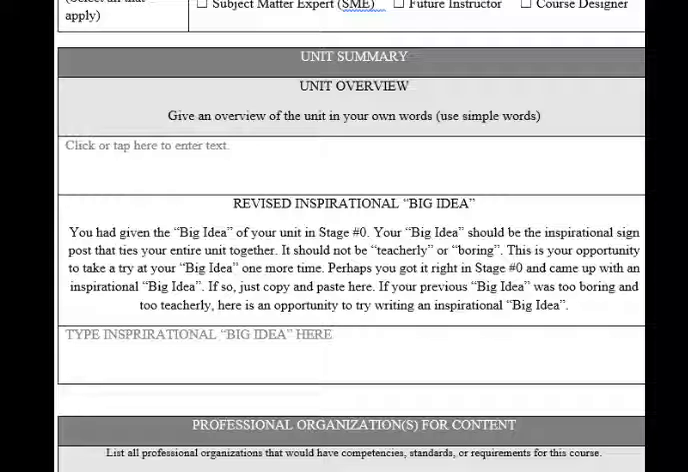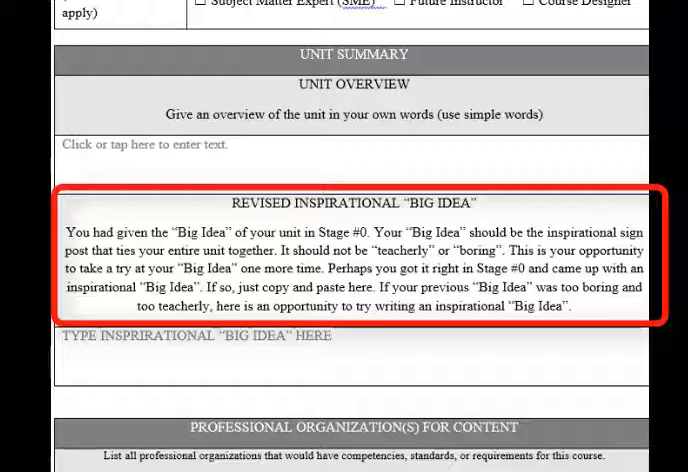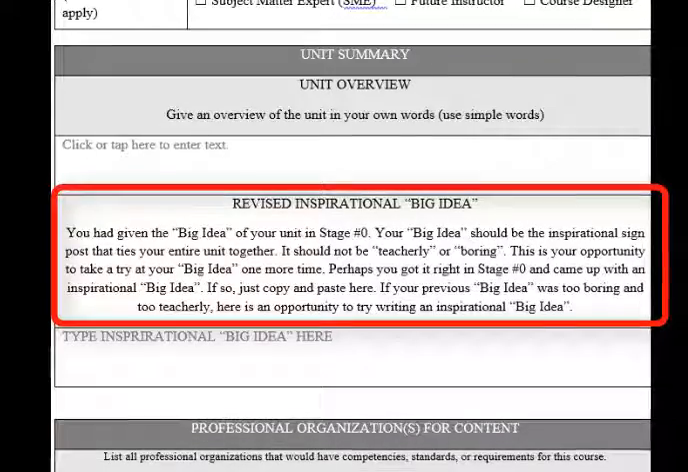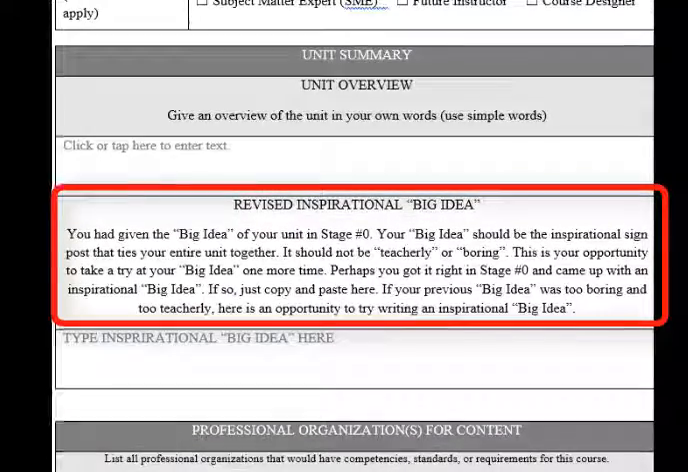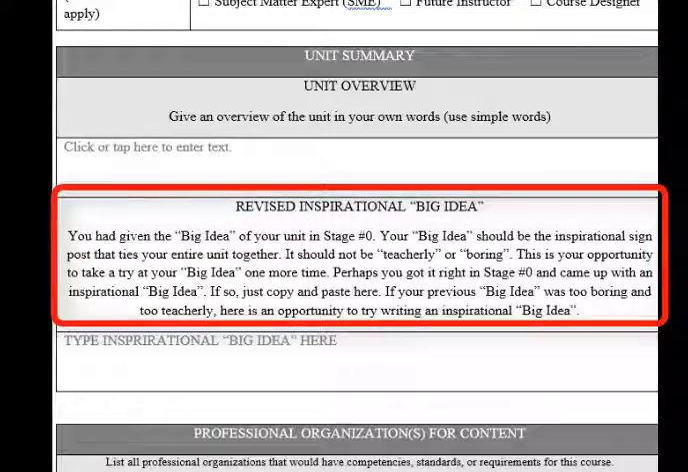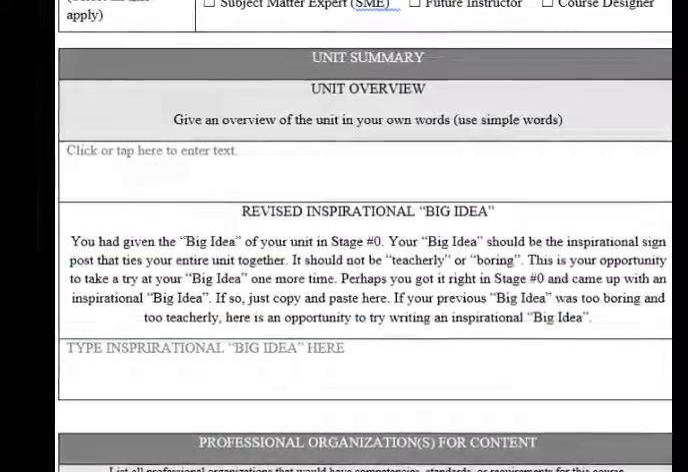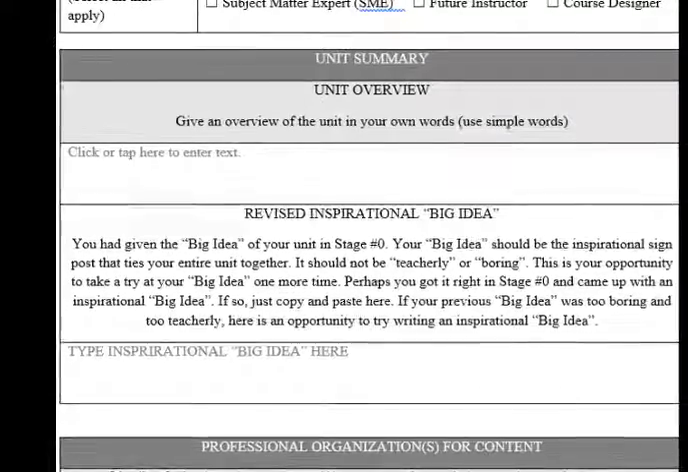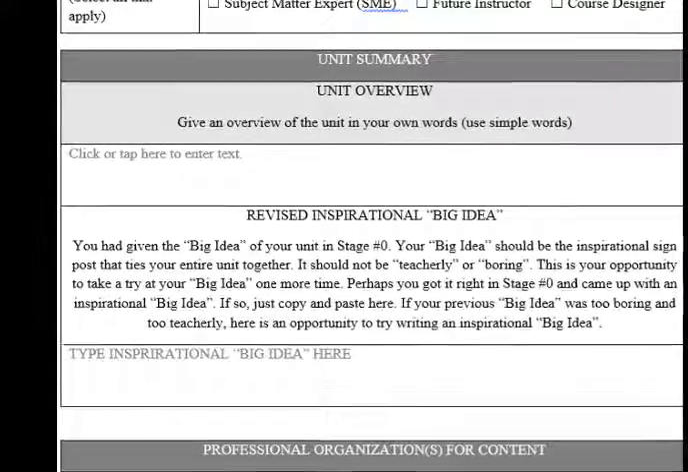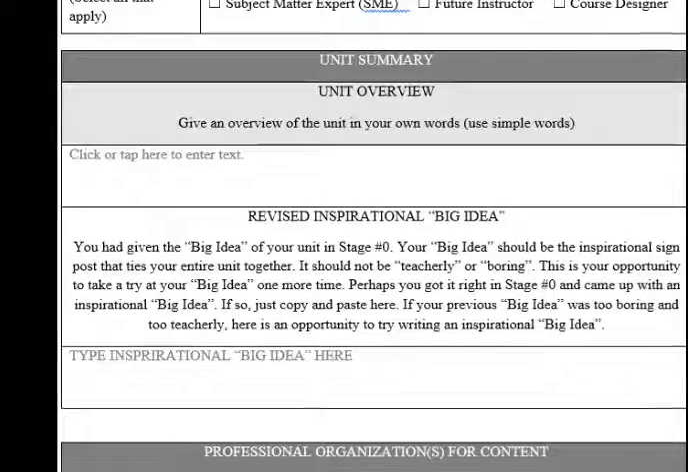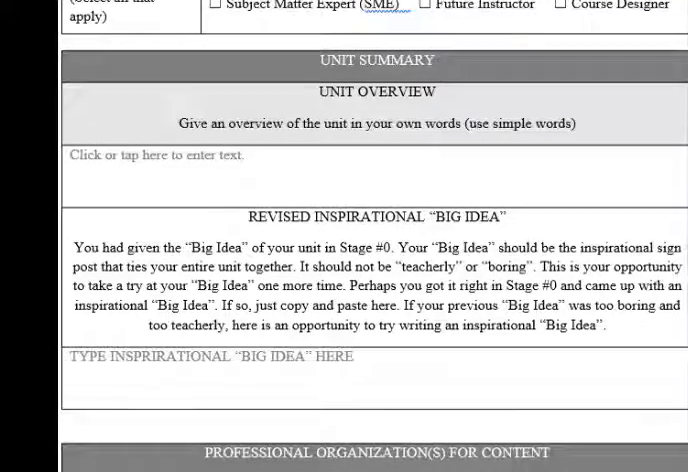A really important aspect of Stage 1, maybe one of the most important aspects, is the big idea. This is the part where you want to include information that really is inspirational, that gets the students excited about what you're going to teach, and just really gives a big, broad overview of everything.